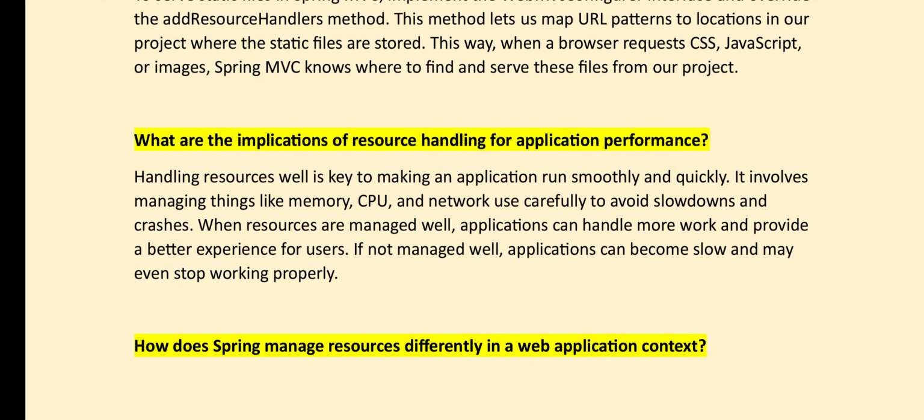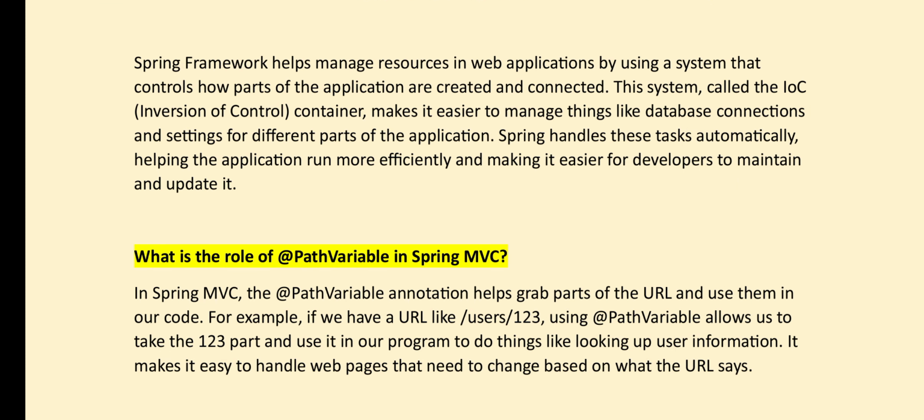How does Spring manage resources differently in a web application context? Spring Framework helps manage resources in web applications by using a system that controls how parts of the application are created and connected. This system, called the IoC, that is Inversion of Control Container, makes it easier to manage things like database connections and settings for different parts of the application. Spring handles these tasks automatically, helping the application run more efficiently and making it easier for developers to maintain and update it.